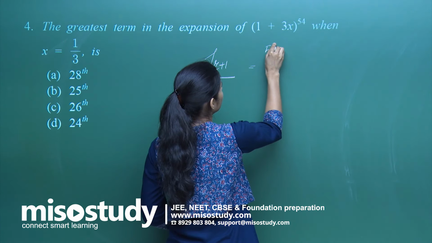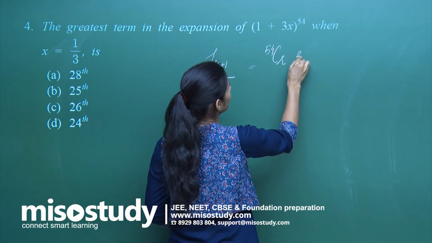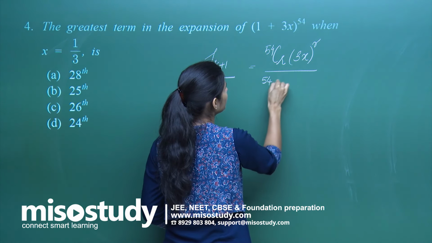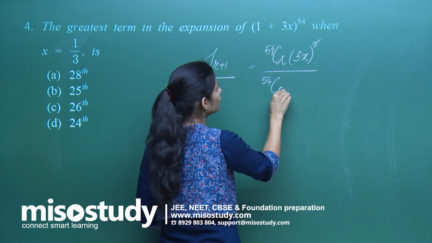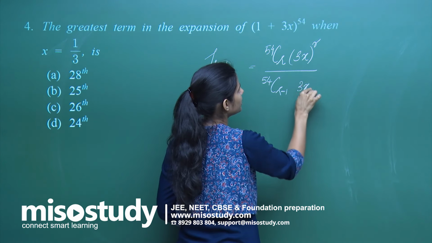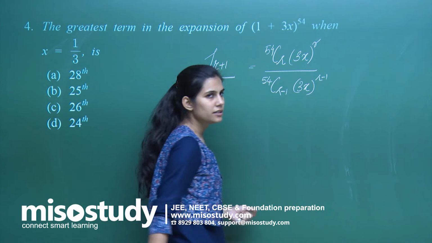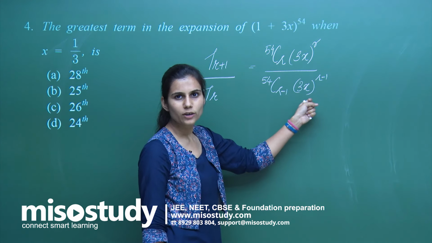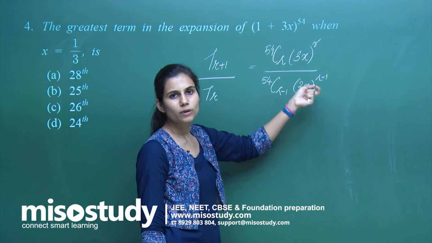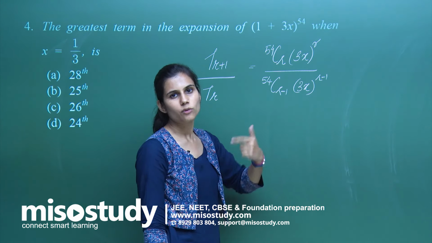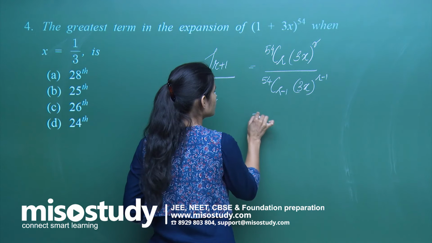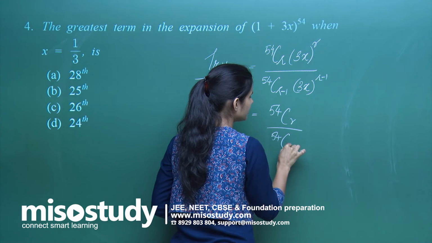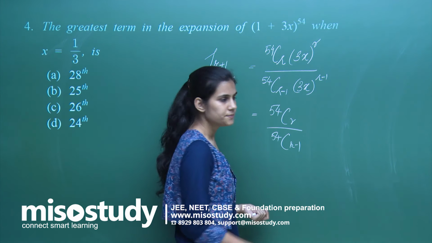T(r+1) upon T(r) is 54Cr (3x)^r whole upon 54C(r-1) (3x)^(r-1). X is given as 1 by 3, so this eventually becomes 1 only, because 3 into 1 by 3 becomes 1, and 1 to the power r upon 1 to the power r minus 1 is that only. So here you get 54Cr upon 54C(r-1).